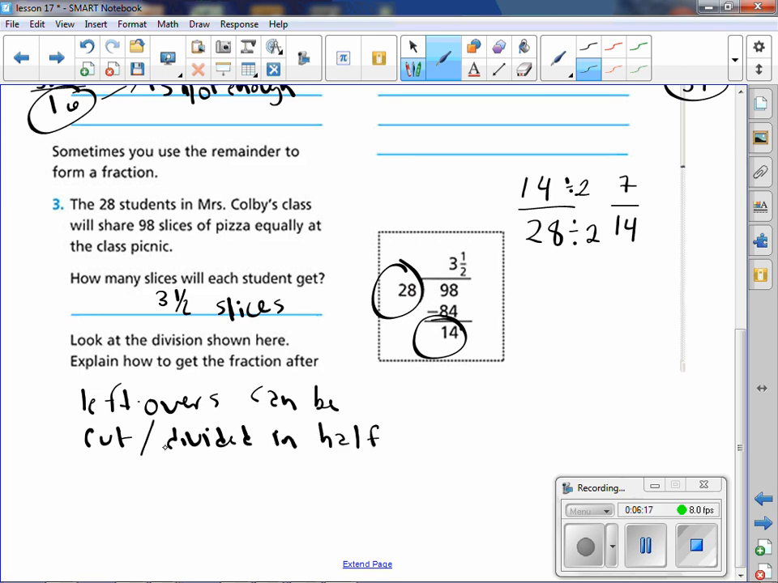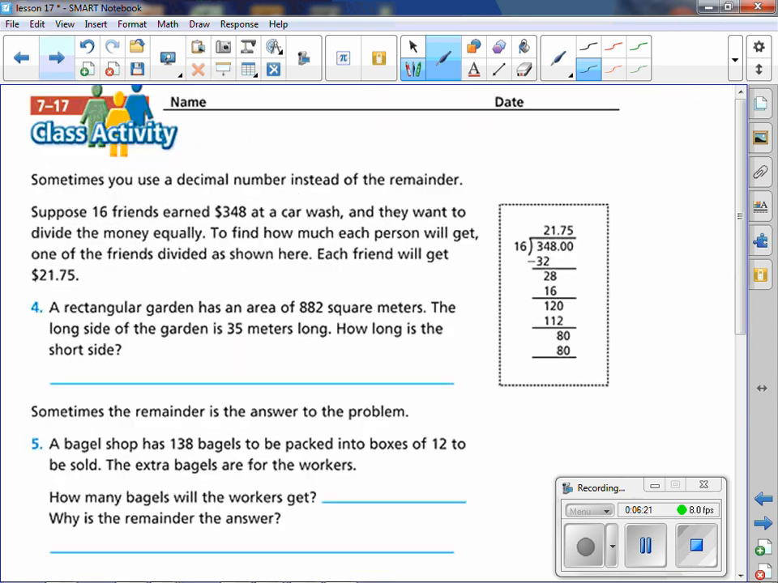Okay, so just thinking about what happens to remainders when we're done. All right, let's go ahead and go on. So we're going to look at these, and we're going to use a decimal number instead of a remainder. And I think that you guys know how to do this, so we'll probably just fix some of these. Okay. So suppose 16 friends earned $348 at a car wash.